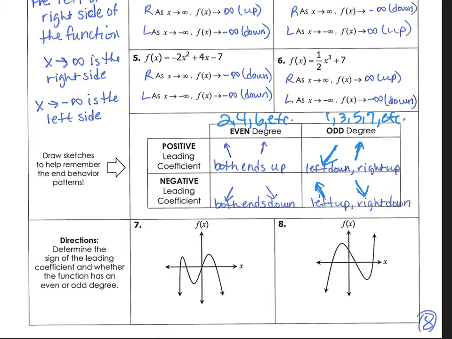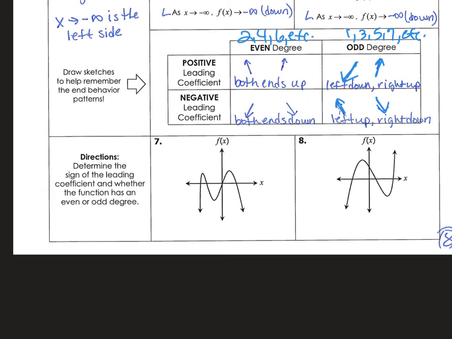So on 7 and 8, we're kind of summarizing that idea. On 7, both ends are pointing down, so it's going to be even degree since they're both pointing the same direction, and a negative leading coefficient. On number 8, the left is going down and the right is going up, so it's going to be odd degree since they're going in opposite directions, and that would have a positive leading coefficient.